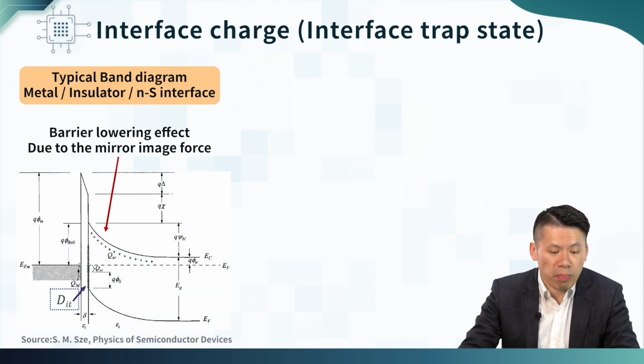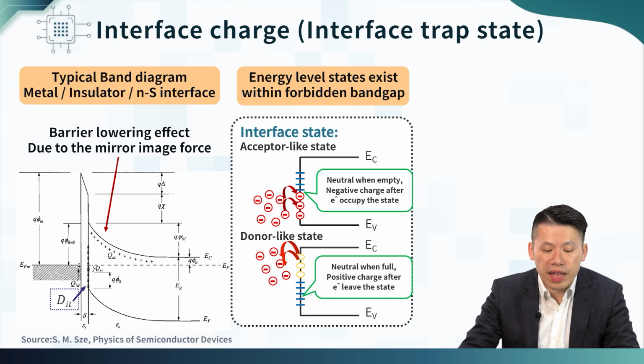And here is some more information related to the interface charge. This is a typical band diagram of the metal, insulator, and semiconductor interface here. And the interface charge is mainly shown in this region here. So the energy level states exist in the forbidden band gap. So this is a forbidden band gap, but we actually have the allowed energy level states here.